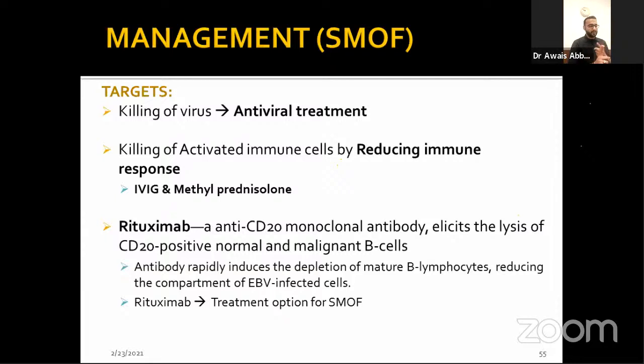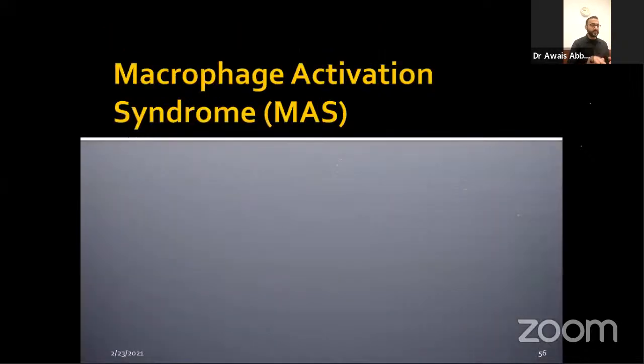Everybody knows that it is an anti-CD20 monoclonal antibody that elicits the lysis of CD20 positive normal and malignant B cells as well. The antibody rapidly induces the depletion of mature B lymphocytes. So it reduces the compartment or the bulk of the EBV infected B cells. And that is the reason it is one of the top line therapy agents for ASMOF right now.